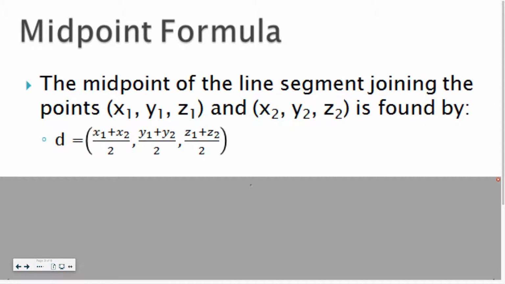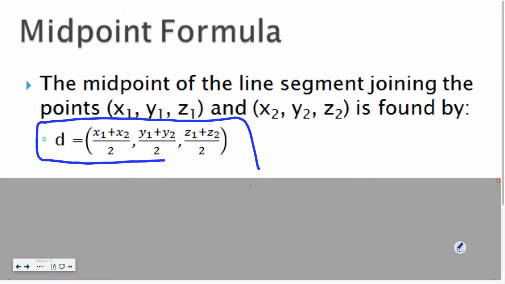All right, how do we find the midpoint? For 2D? You just add the 2 points together and then divide them by 2. So add the x's, divide by 2. Add the y's, divide by 2. So for 3 dimensions, add the z's and divide by 2. It is still the average of each component of the coordinate.